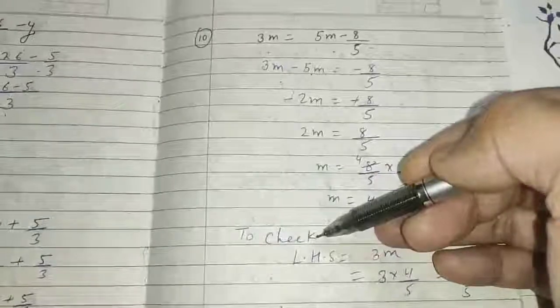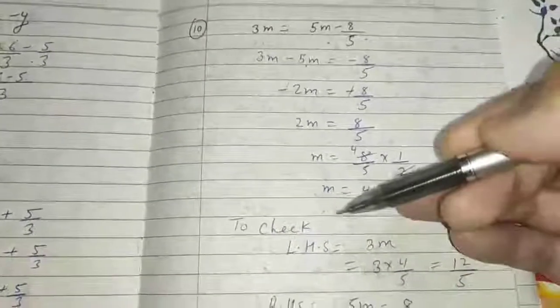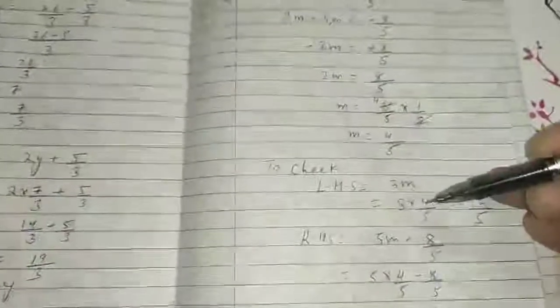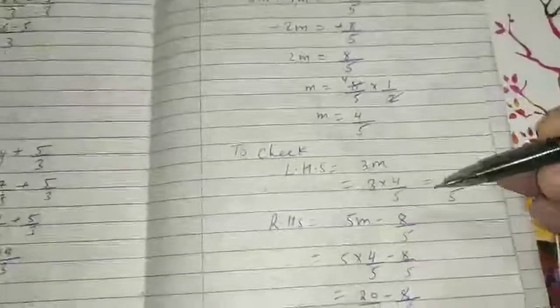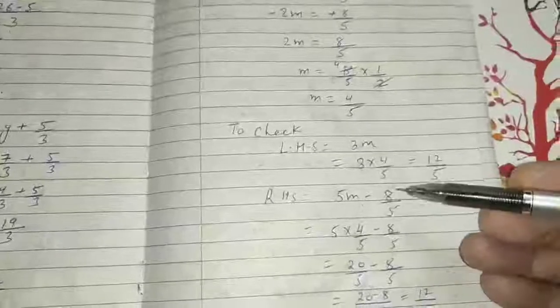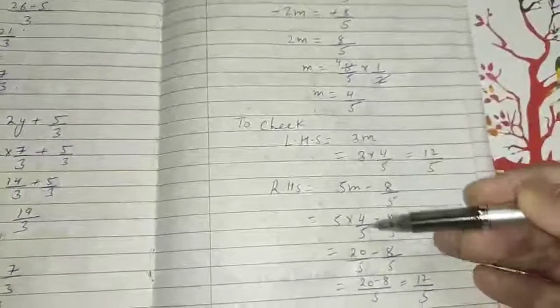Now you have to check. In each question we have to check because it is given in the question to check. So checking also carries marks. That is 4 by 5. Now left hand side is what? 3m. That means 3 into 4 by 5, you will get 12 by 5. Right hand side is what? 5m minus 8 by 5. So m is what? 4 by 5. So I'm putting 4 by 5.